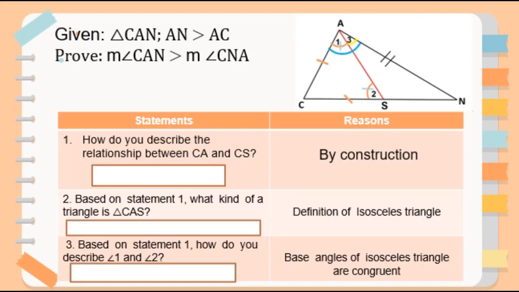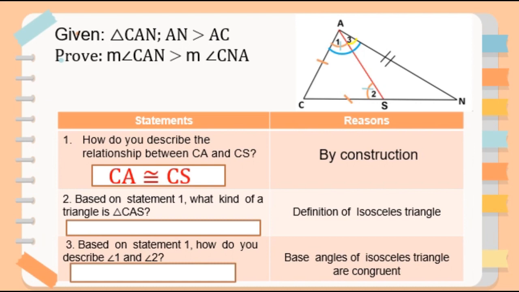Again, in this given example, we need to prove that measure of angle CAN is greater than measure of angle CNA. Observe the given illustration. Alright, for our first statement, how do you describe the relationship between CA and CS? We have markings here. So, CA is congruent to CS. The reason is by construction.